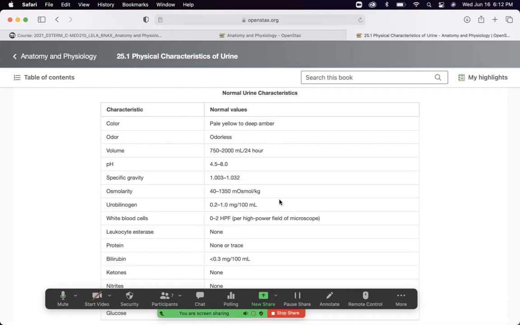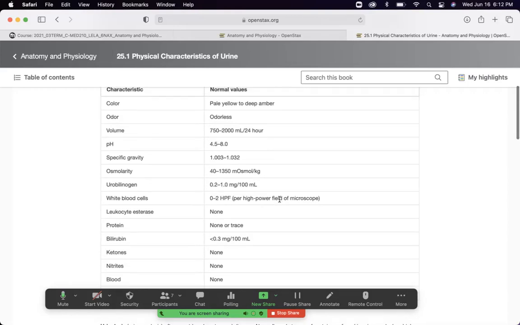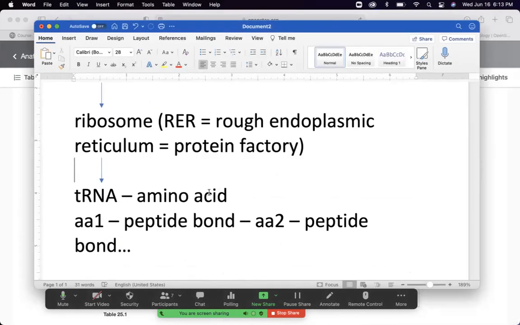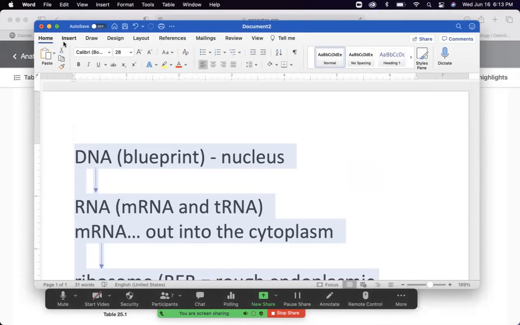Of course, proteins. So when we look at urine, its color should be pale yellow to deep amber, depending on the concentration of your urine, and depending on if you drank something or you didn't, or you're holding your urine or not. The odor, I don't agree with the term odorless. The term for normal odor for urine is the word aromatic.